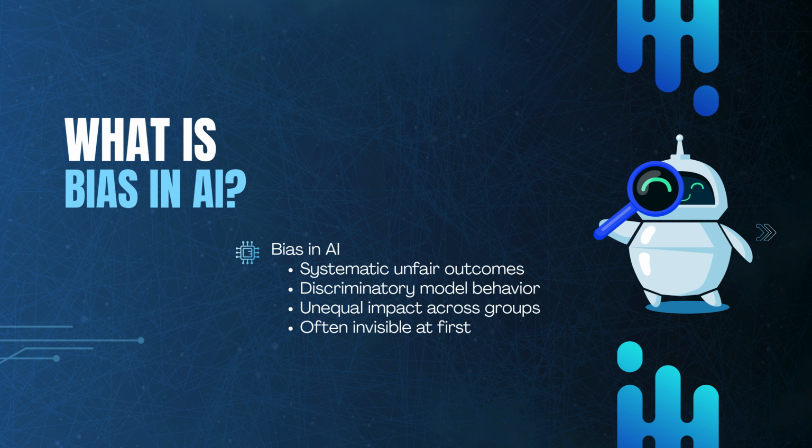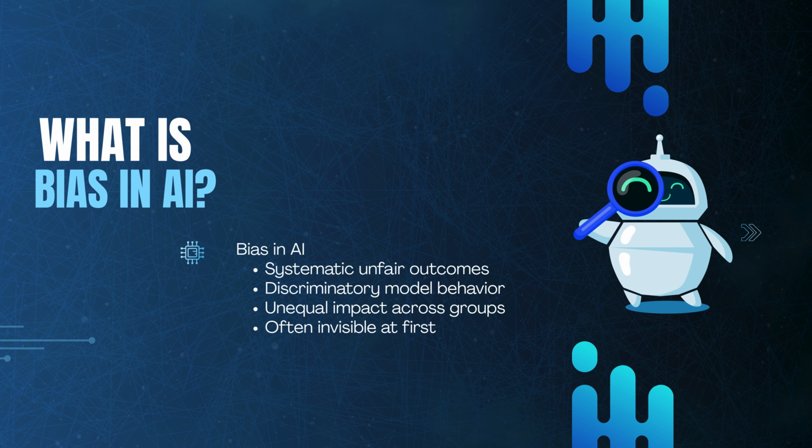It happens when a model produces consistently unfair outcomes, when certain groups are treated differently, when historical patterns of inequality are learned and amplified. And the most dangerous part is bias is often invisible at first. The model can show high accuracy. It can look efficient, but beneath the surface, it may be creating unequal impact across different populations.